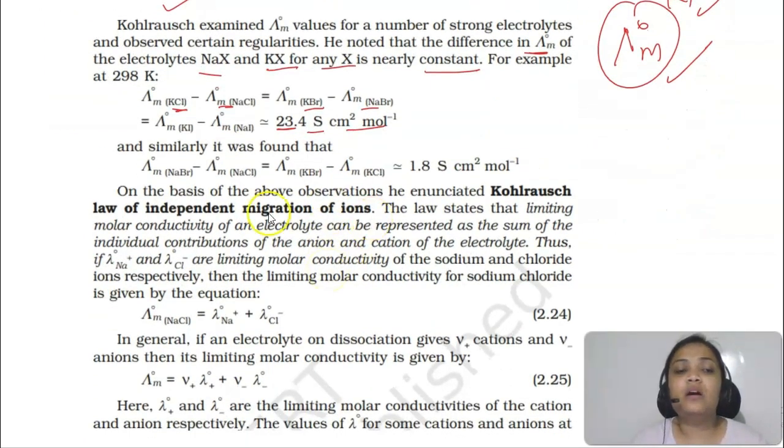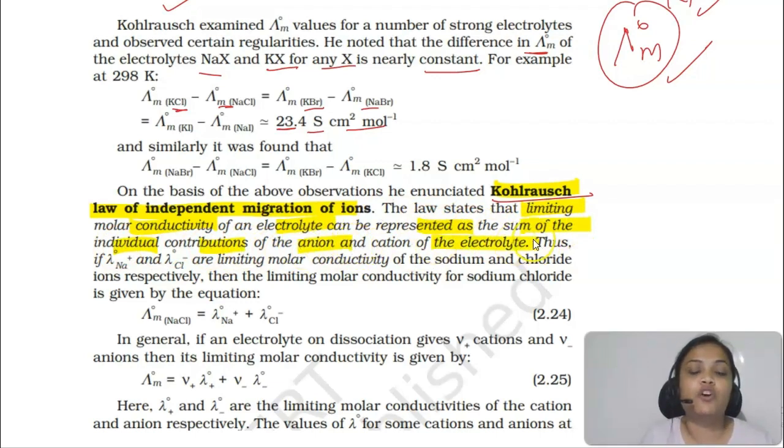Now the above observations gave us Kohlrausch's law of independent migration of ions. Now this is something very important. It says, students, that the limiting molar conductivity of an electrolyte can be represented as the sum of individual contributions of anion and cation of the electrolyte.